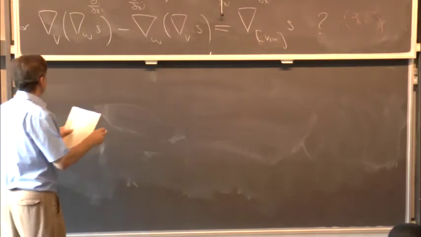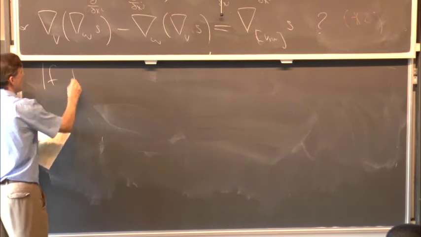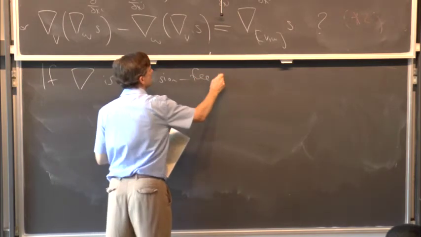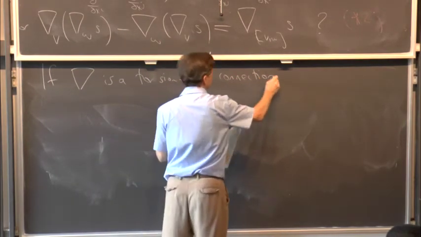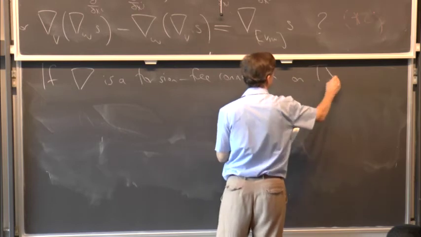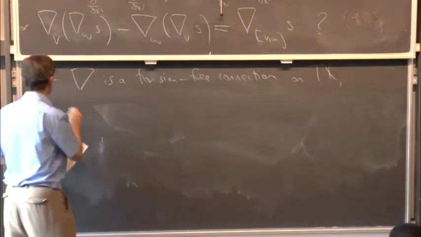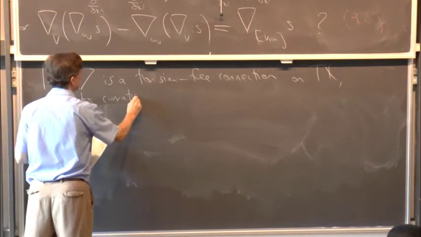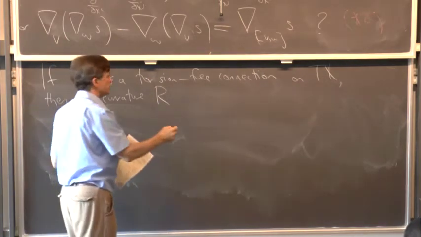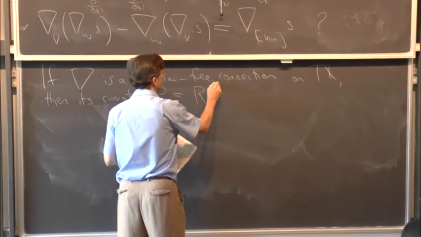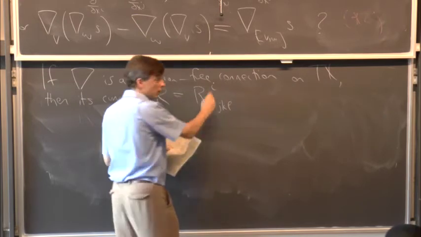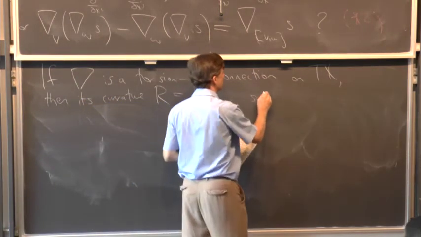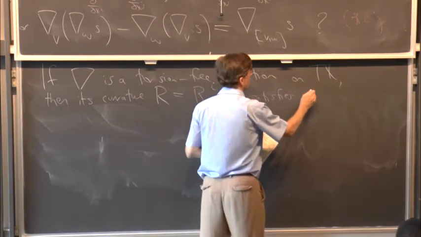Okay. So now it turns out that if nabla is a torsion-free connection on the tangent bundle of X, then its curvature R, which you can write as a tensor in index notation as R i j k l, so one upstairs index, three downstairs indices, satisfies two identities.